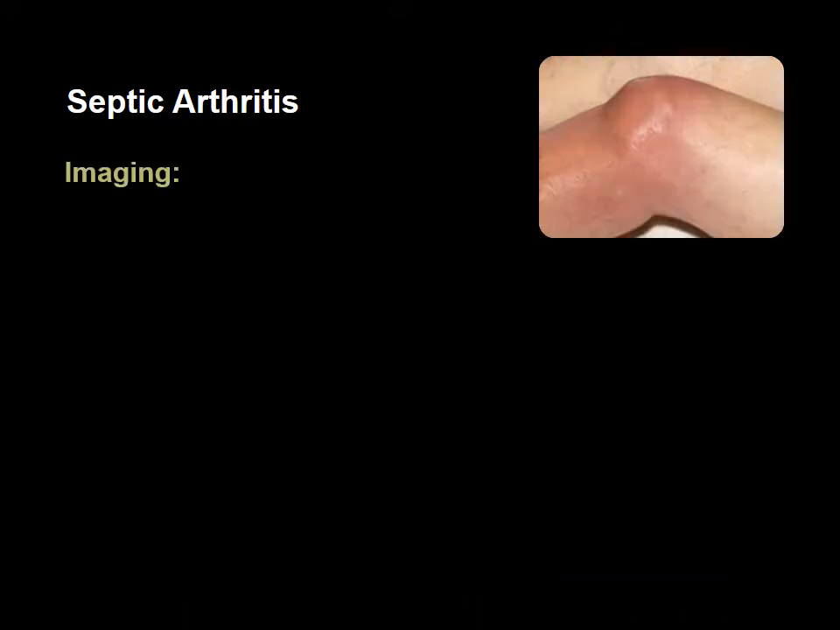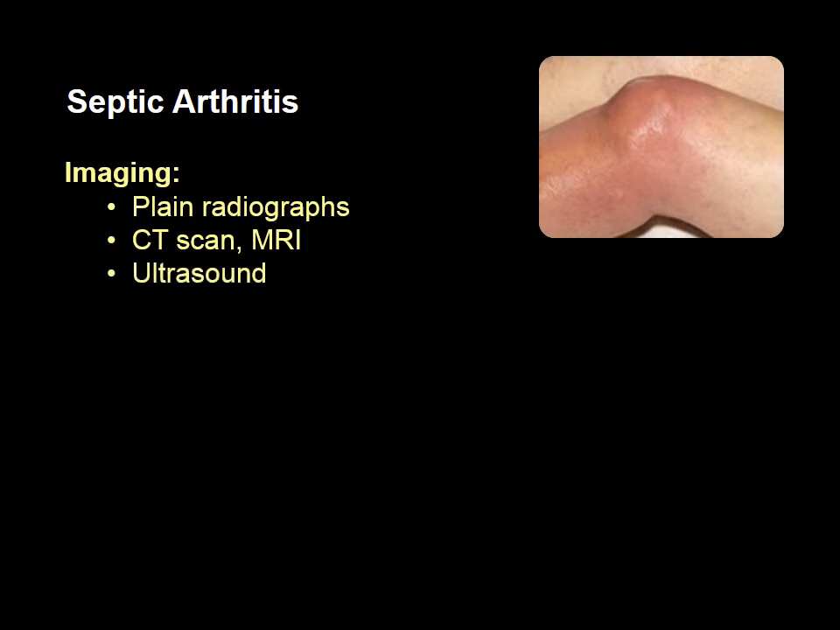A number of imaging techniques may be helpful in the evaluation. Plain radiographs are not diagnostic but might be helpful in excluding other disorders and ruling out osteomyelitis as well. Computerized tomography and especially magnetic resonance imaging are additional confirmatory techniques. Ultrasound is useful in determining whether fluid is present in the hip joint and is used to guide joint aspiration.